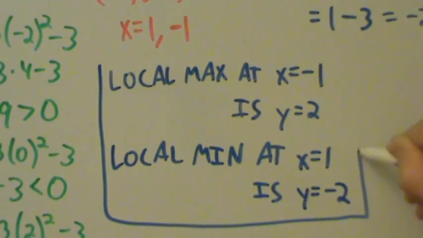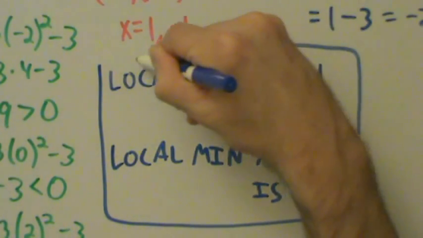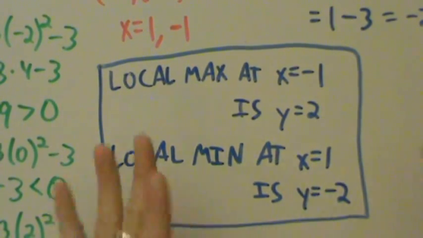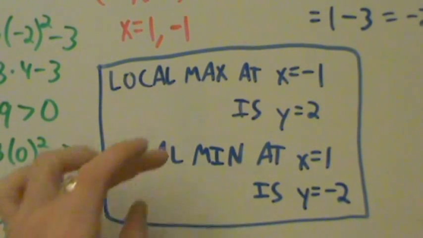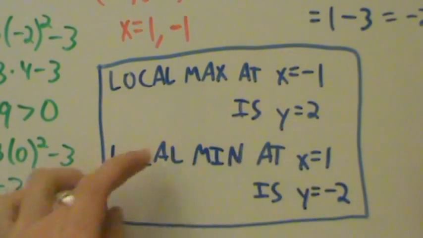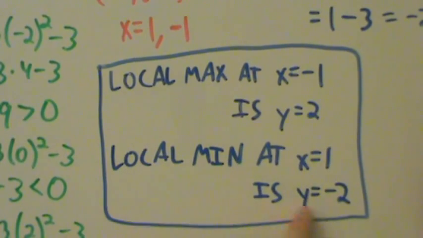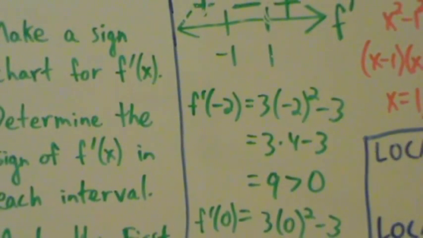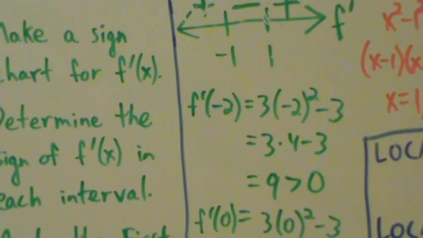Your instructor or professor might want you to answer in a different way, but this is probably the most thorough way you can say it. Here's where the local max happens, and here's what it is. Here's where the local min happens, and here's what it is. If you don't remember the first derivative test from the last video, or if you didn't watch it, I recommend checking out that video real quick.